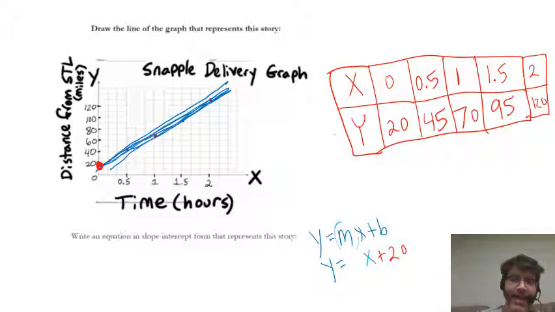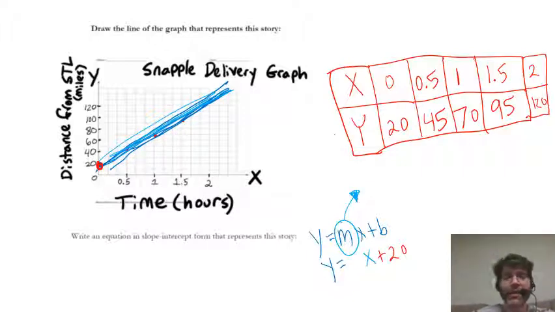The slope is m, and m, in this case, is his speed. The steepness of this slope is his speed, how far he goes each hour. And we're told that he's going 50 miles per hour. So put it in right there. So y equals 50x plus 20 is the equation in slope-intercept form of the relationship that we're trying to describe. So we have the equation, we have the graph, we have the table, and that all came from our word story problem.